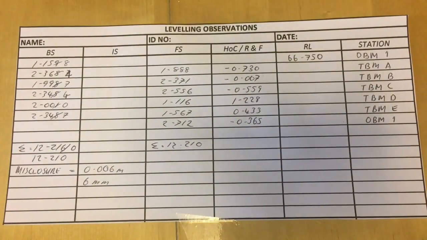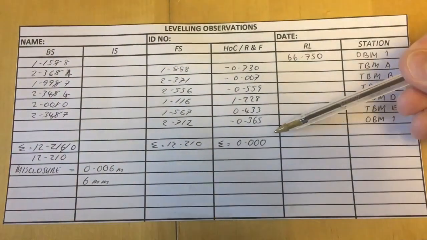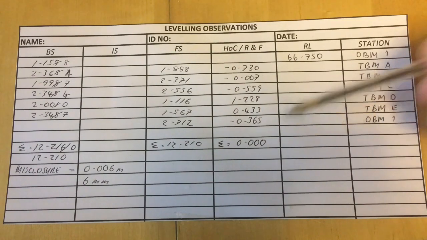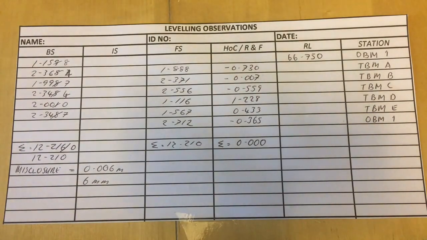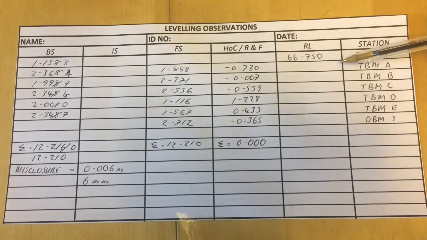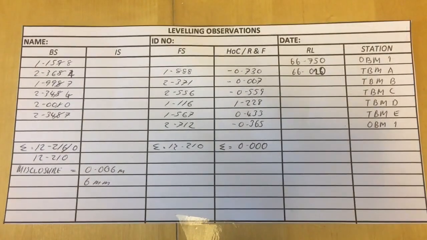Once we finish doing these, we can actually do a double check. We can sum up all of these rise and falls. Because it's a closed loop circuit, they should equal 0. Then we are in a position to calculate each reduced level, taking our first reduced level and either adding or subtracting our rise and fall.